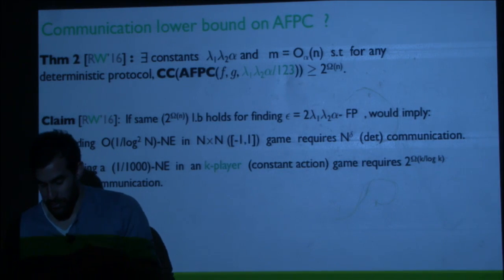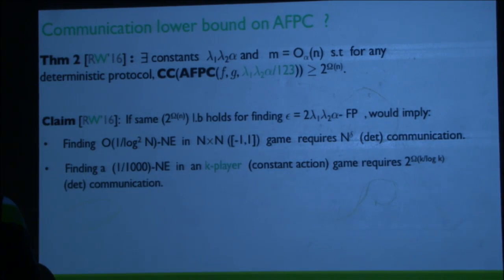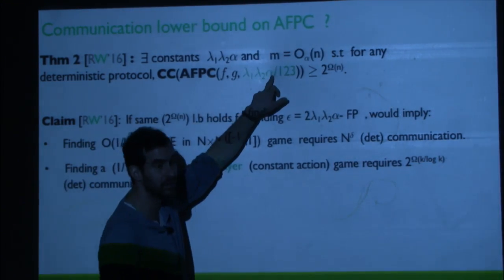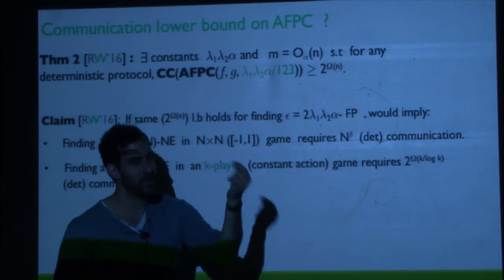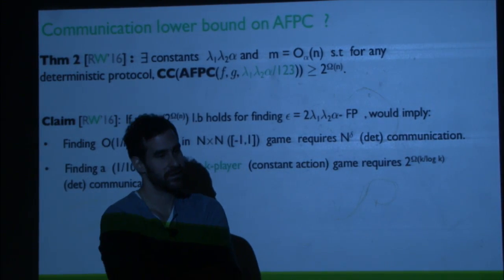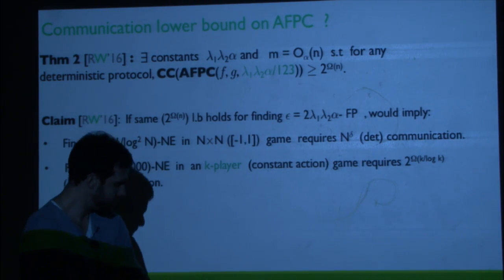So this problem, you could potentially hope to reduce it from something like disjointness or something. Turns out it's very unlikely, and you'll see why. But I'm saying there is a qualitative difference between finding a lambda 1, lambda 2 alpha and a lambda 1, lambda 2 alpha over 123. Okay, but why? Finding lambda 1, lambda 2 alpha is a search problem.